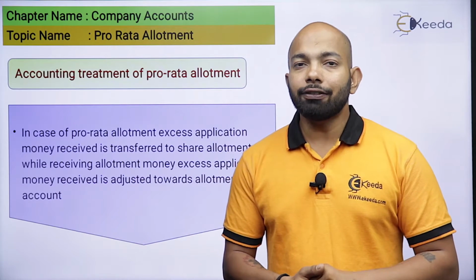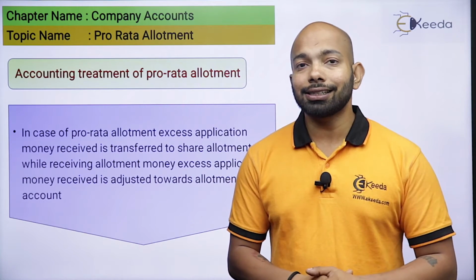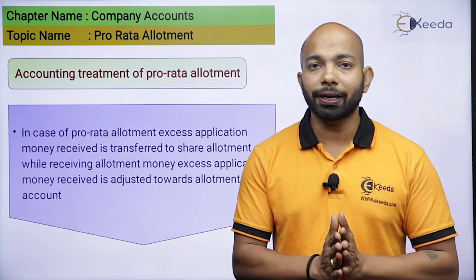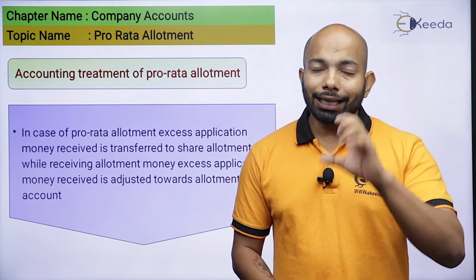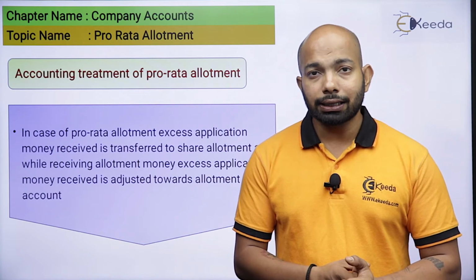Hence while receiving allotment we won't receive 3 lakh rupees in total, we'll receive only 60,000, because 3 lakh minus 2,40,000 is the balance 60,000 which we can expect to receive. Nothing else will be received apart from that, because that amount has been already adjusted in terms of the pro rata allotment that we had discussed.